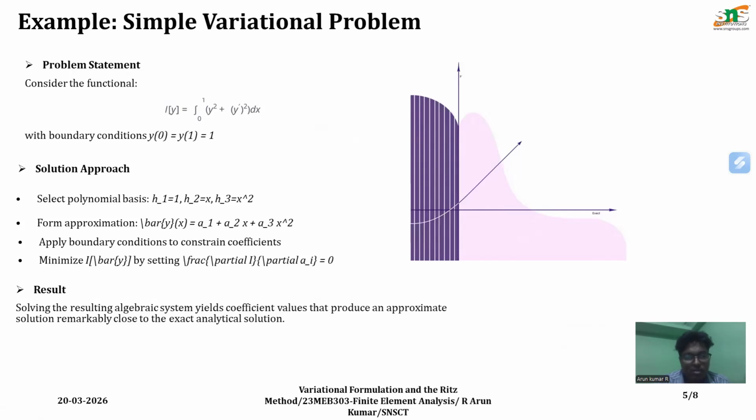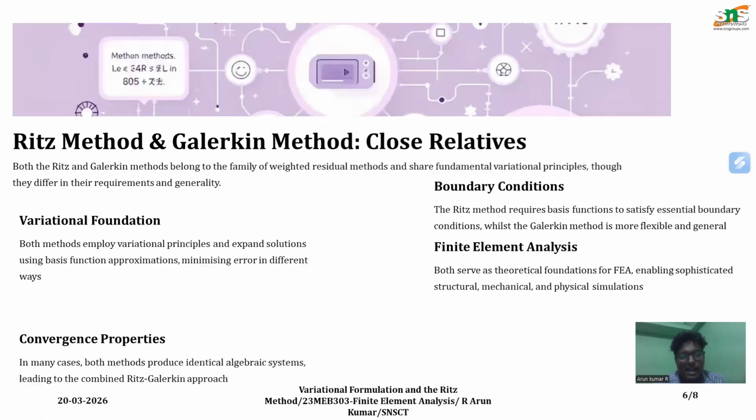What is the solution for the appropriate approach to this type of equation? Select polynomial basis functions like 1, x and x square. The approximation is like a1 plus a2 x plus a3 x square. Applying the boundary conditions constrains the coefficients. Resolving the resulting algebraic system yields the coefficient values, producing an approximate solution remarkably close to the exact analytic solution.